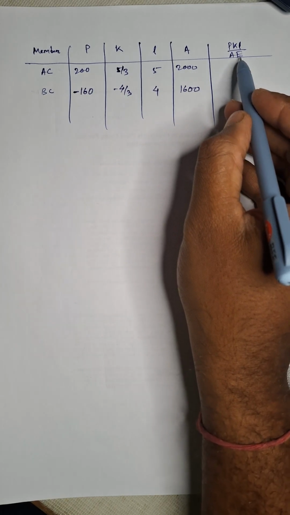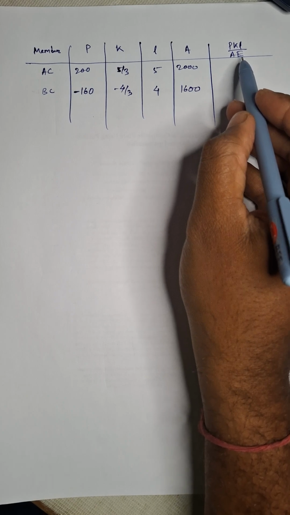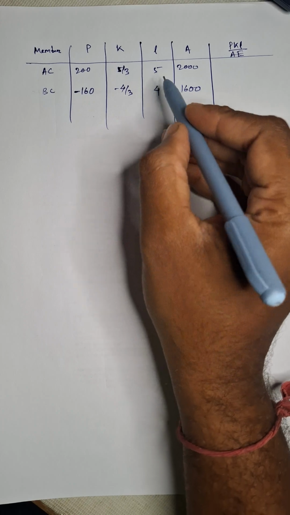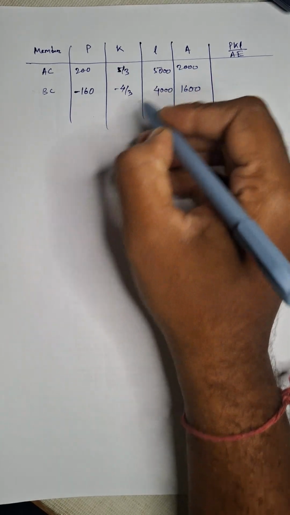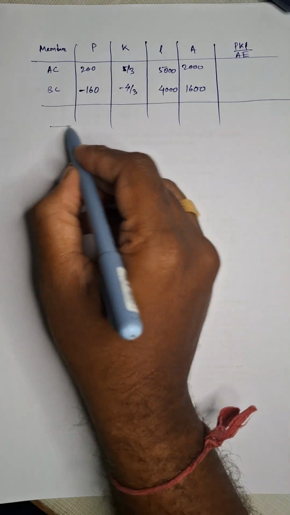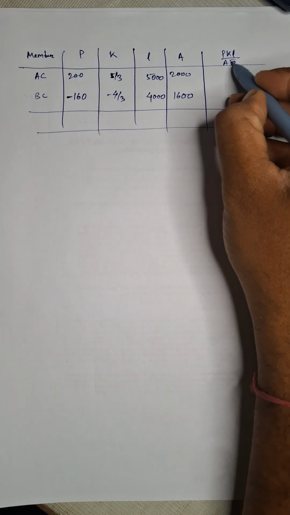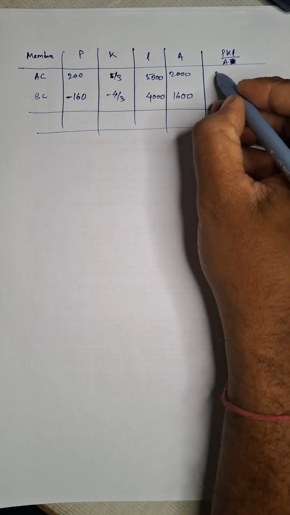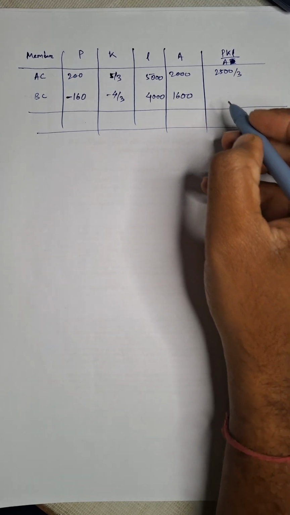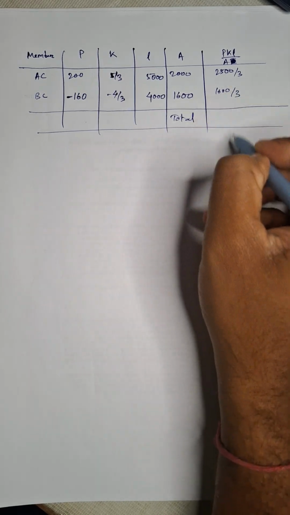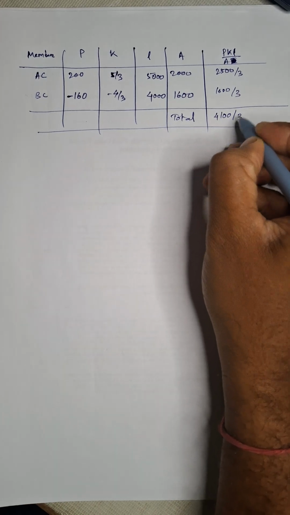Modulus of elasticity unit is Newton per mm square. Load is taken in kilonewton and length is taken in meter, so we have to change this to mm. So this is 5000, this is 4000. Now we need to find out these terms PKL by AE. As AE is constant for every member, we'll divide by that at the end. After calculation of PKL by A, we get 2500 divided by 3 and 1600 divided by 3. By adding, the total will be 4100 divided by 3.